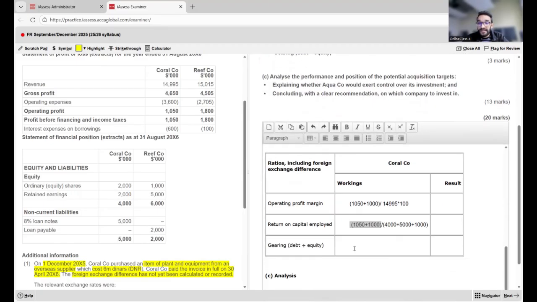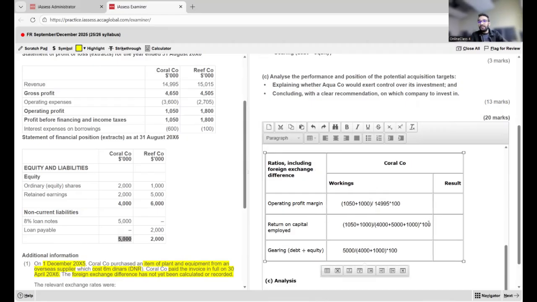Okay, now let's talk about debt over equity. Debt is 5,000, but now equity will be this 4,000 plus again the 1,000 increase in retained earnings. So it is basically 5,000 divided by 5,000, into 100.